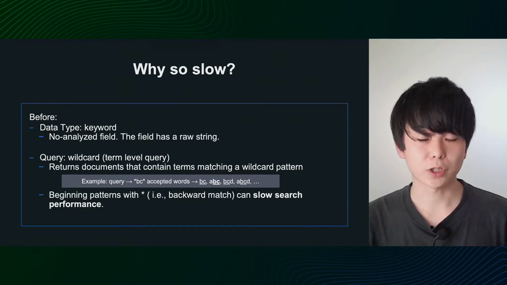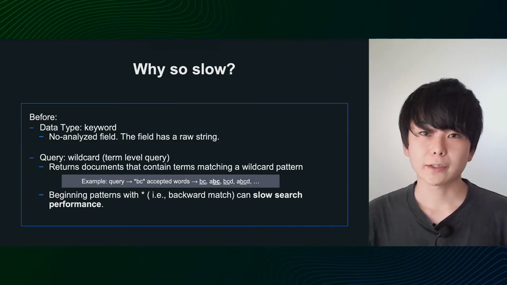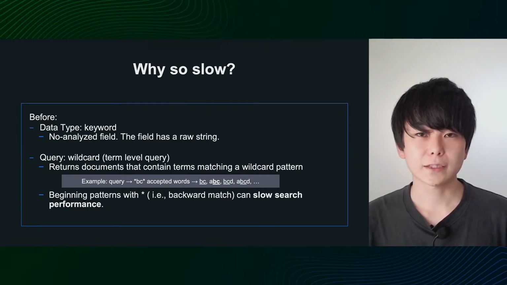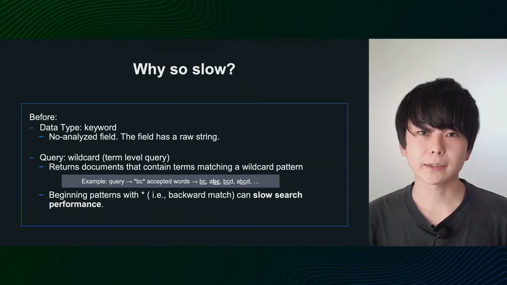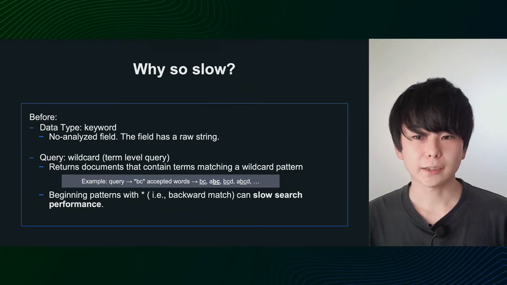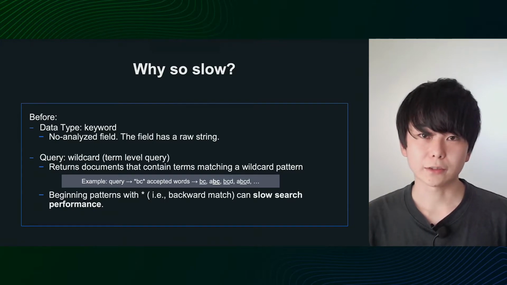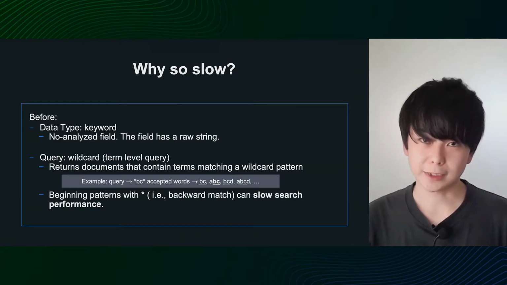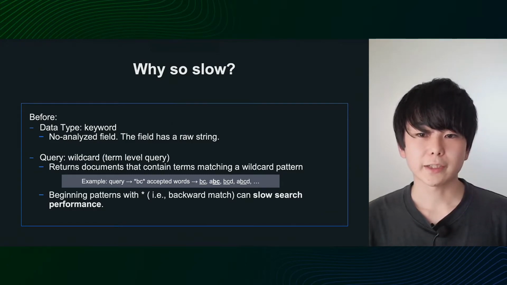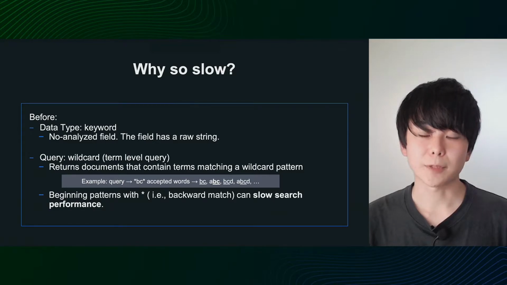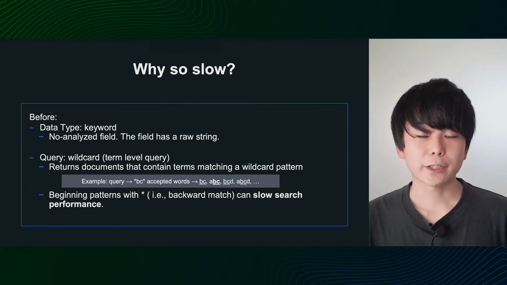Why was the conventional method slow? In the past, the data of search items was stored in the keyword type, which is a data type of Elasticsearch. The keyword type is a simple data type that stores raw strings without doing anything special when storing the data. We used a term-level query called wildcard query to search the data.